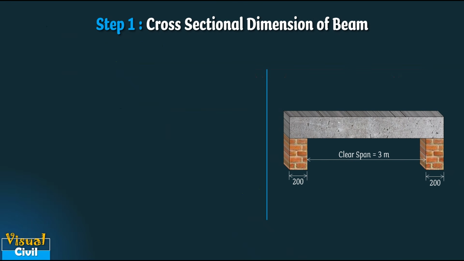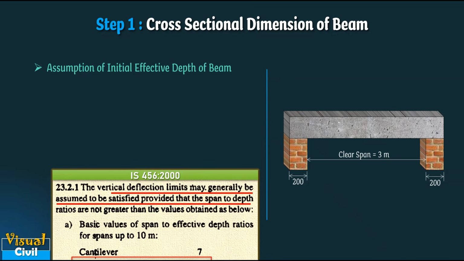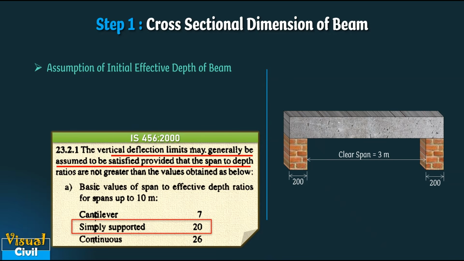Let us start with step 1 by deciding the initial cross-sectional dimension of the beam. The initial effective depth of the beam can be assumed based on vertical deflection criteria by referring to clause 23.2.1 of IS 456. This clause gives the maximum values of span to effective depth ratios. These ratios indicate the minimum effective depth for different span length and support conditions.